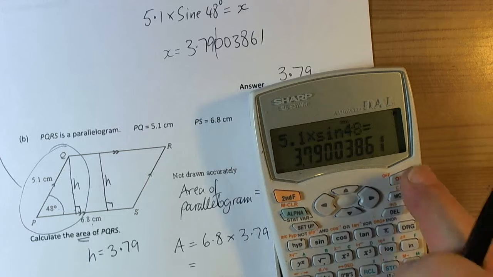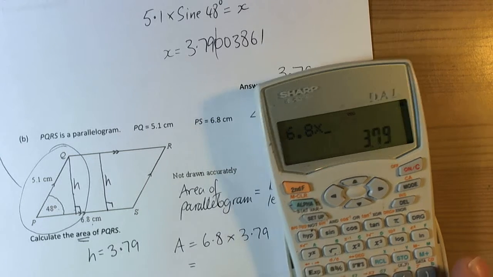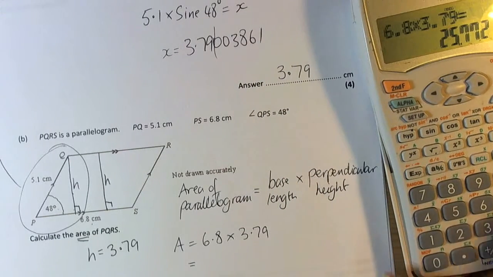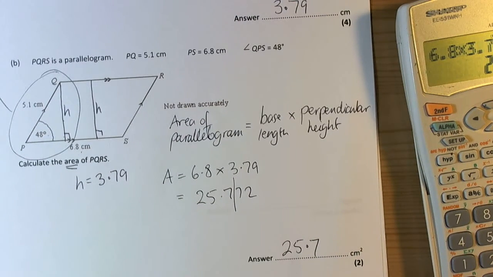So we put that in our calculator, so 6.8 times 3.79 equals 25.772, but again we can't really create an accuracy that wasn't there in the original numbers, so 25.7 is the sensible answer to write, so 25.7 square centimetres.